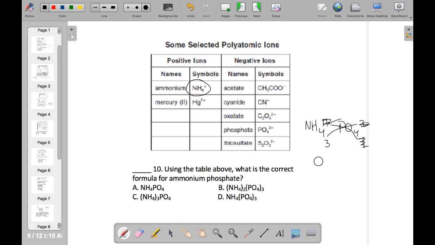So what we have is ammonium, NH4. We have 3 of them. And then we have PO4. Is that an answer? NH4, 3PO4. Yes, it is.